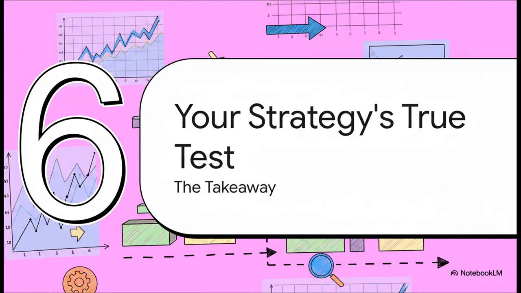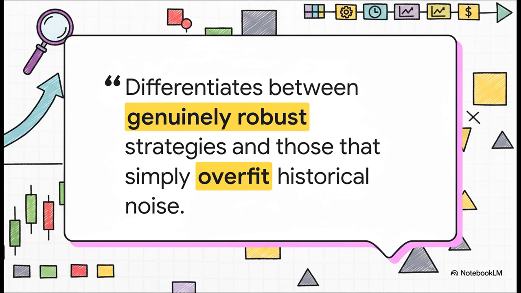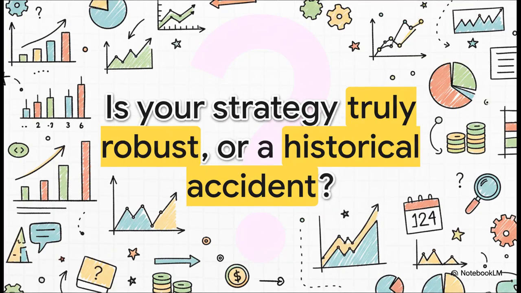So let's bring it all home. After going through all of this, what's the one big idea you should walk away with? What's the core message here? This quote really just says it all, doesn't it? The whole point of this entire rigorous process is to find a strategy that has a real, adaptable edge and to separate it from a strategy that just looks good because it perfectly memorized the random noise of the past. That's the whole game.